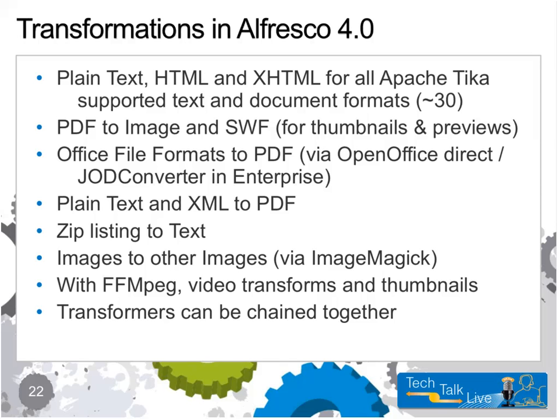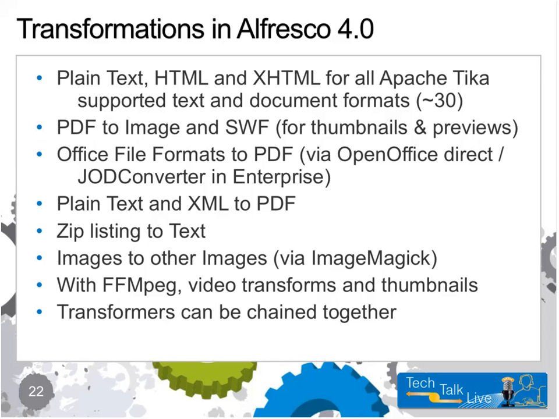We can do zip listings. We can do various image transformations. And one thing to note is that if you have ffmpeg installed on your machine, there are two sample context files in the extension folder. And if you remove the sample extension from them and specify where to find ffmpeg, you can then get video transformations and video thumbnailing. Because of licensing and patent reasons, we can't ship a copy of ffmpeg with the installer.